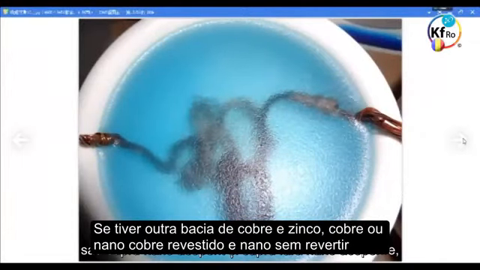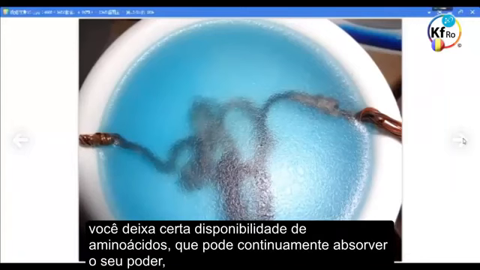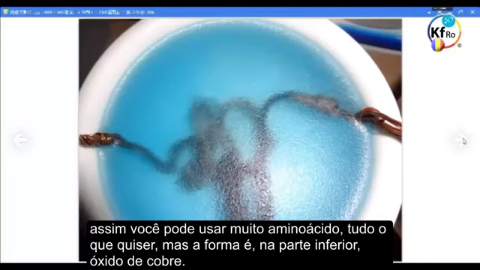If you have another bucket of copper and zinc next door, or a nano-coated copper and non-nano-coated copper, you're releasing a certain availability of the amino acid which this container can absorb at its strength. So you produce a lot of amino acid in one, but the shape stays at a low-level copper oxide.